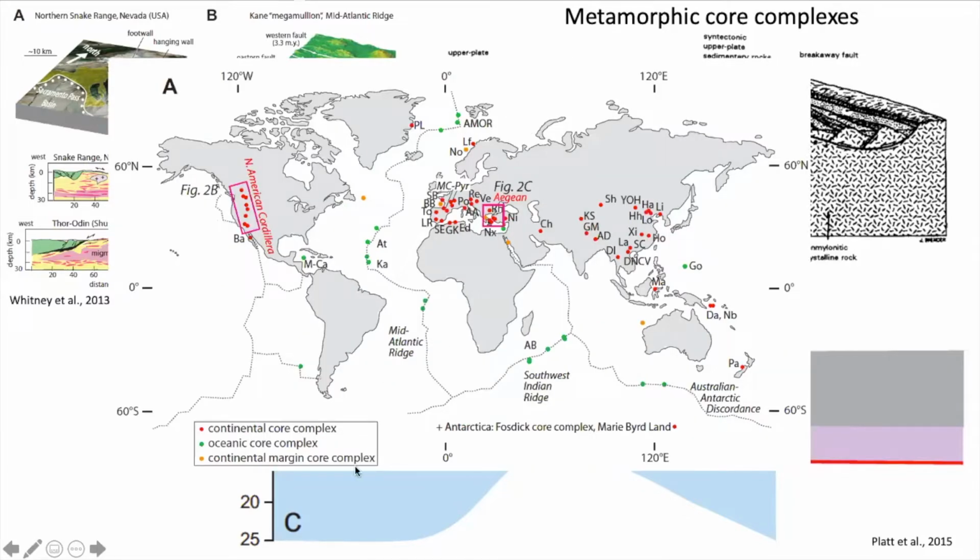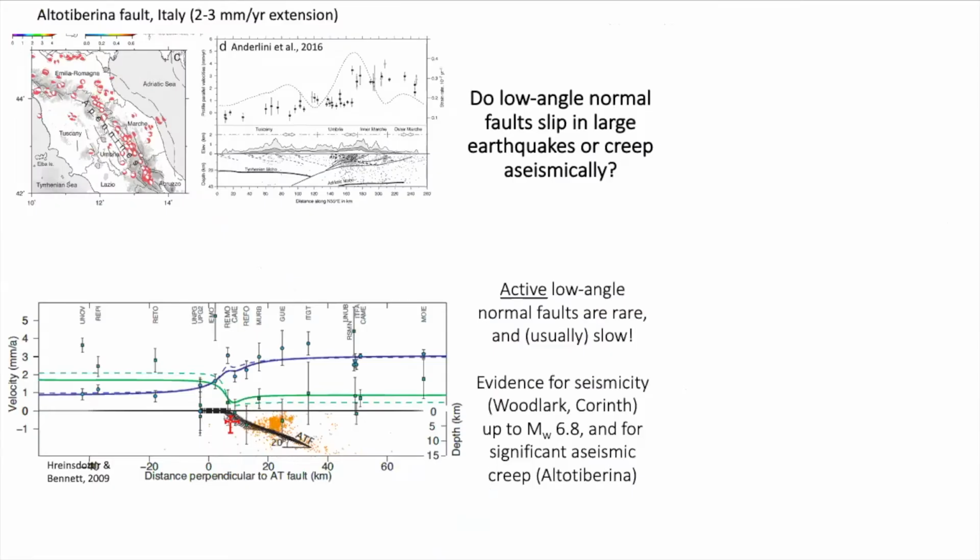And here's a global map of all the core complexes from Whitney et al. So these are really abundant structures. So better understanding the mechanics of how they're exhumed to the surface of the Earth is important. As I mentioned, another important question about these faults is whether or not they slip in earthquakes or creep aseismically. And one of the reasons we don't have a better handle on this question yet is, one, because these faults are really rare, and two, because the active low angle normal faults slip very slowly.